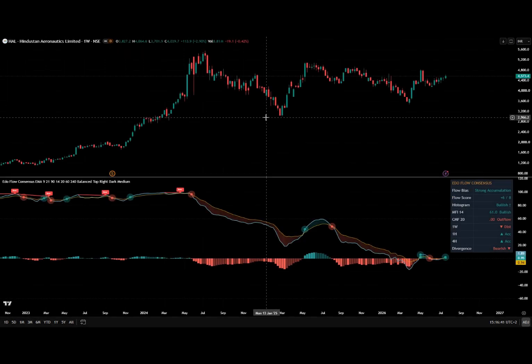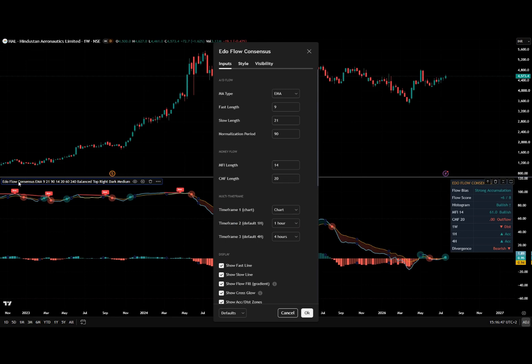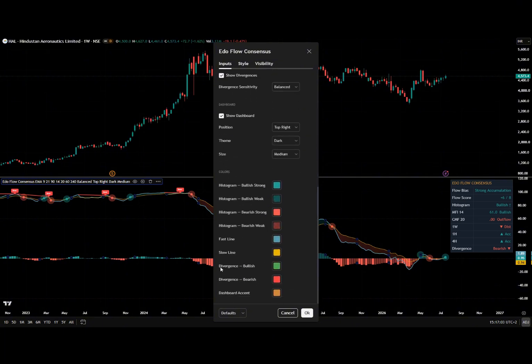Everything is adjustable. Let's open the settings. The moving average type and the two lengths of the flow lines. The normalization period, and the look back of each of the 2 flow measures. The 3 time frames of the block, the 5 display toggles, and with a scroll the colors and the panel itself. Cancel reverts everything, so you can explore without touching your setup.